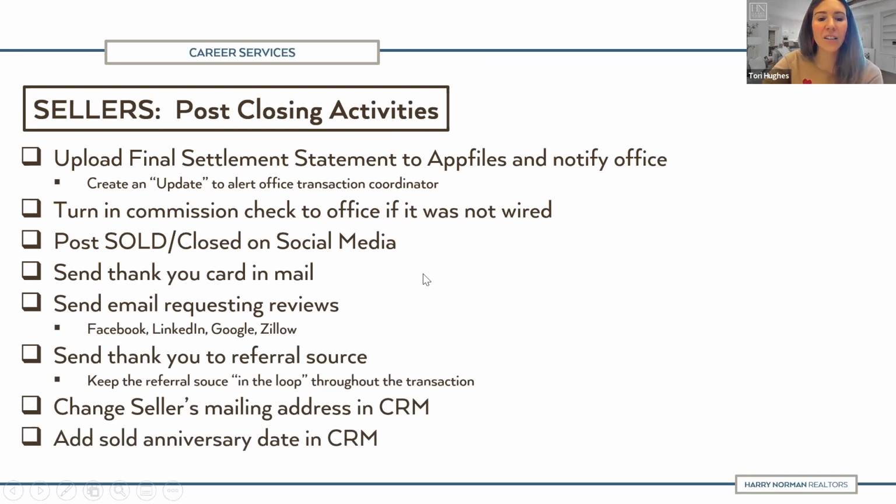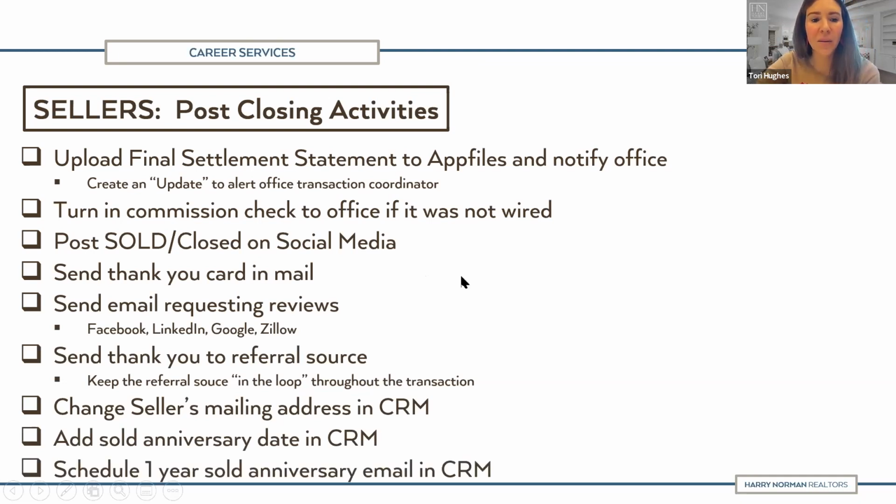And then add a sold anniversary date in the CRM. And you can schedule a one-year sold anniversary email in the CRM, just something, I would always put a picture of the home. Congratulations on one year since we sold your home. I can't believe that it's been a year, just something cute and quick. And also let them know at the closing table for both buyers and sellers that something that you do for your clients is the market updates. You do those once a year, so you'll be able to keep in touch with them that way.